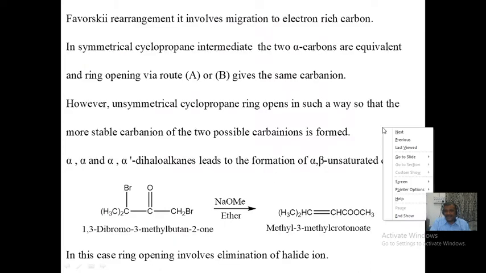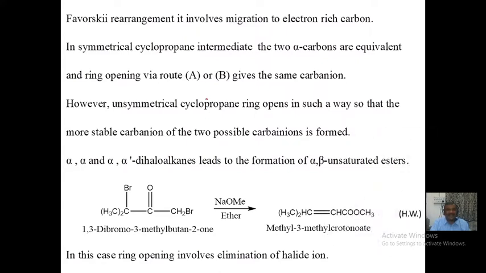Okay. As I said, today I am going to give you one homework, right? Favorsky rearrangement involves migration to an electron-rich carbon atom, friends. In symmetrical cyclopropane as an intermediate, the two alpha carbon atoms are equivalent. Therefore, ring opening taking place via route A or from side A or B gives the same carbanion, friend.